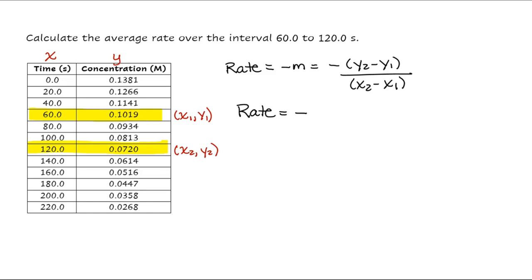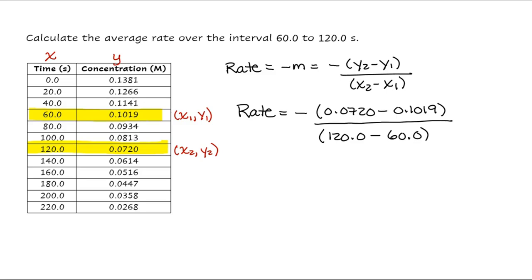So we'll plug in our values. So rate equals negative y2, which is 0.0720, minus y1, 0.1019, divided by x2, which is 120.0, minus x1, 60.0. Now I didn't include the units here. Let me go ahead and just add those on. So our y units are molarity, and our x units are seconds.